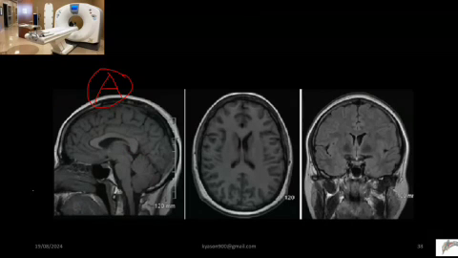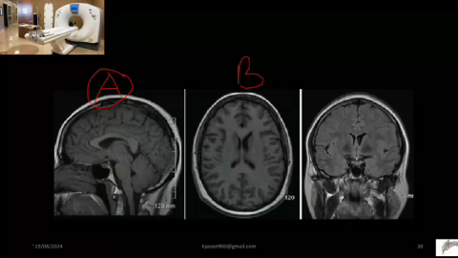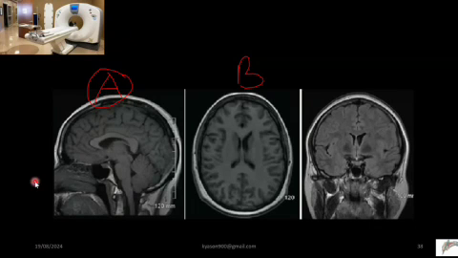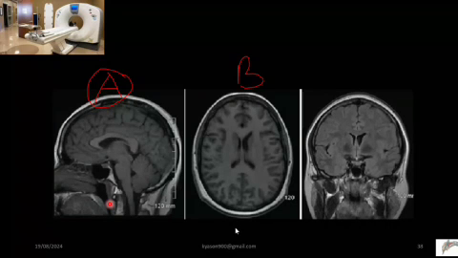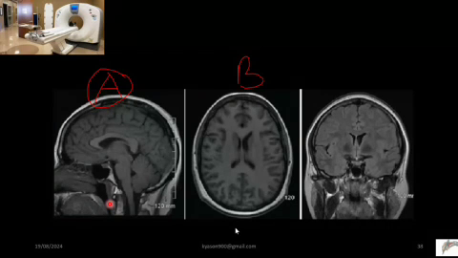Then we have image B. Image B was attained using which anatomical plane? Let's hear from Daniela. It was the transverse plane. The transverse plane. Very good.